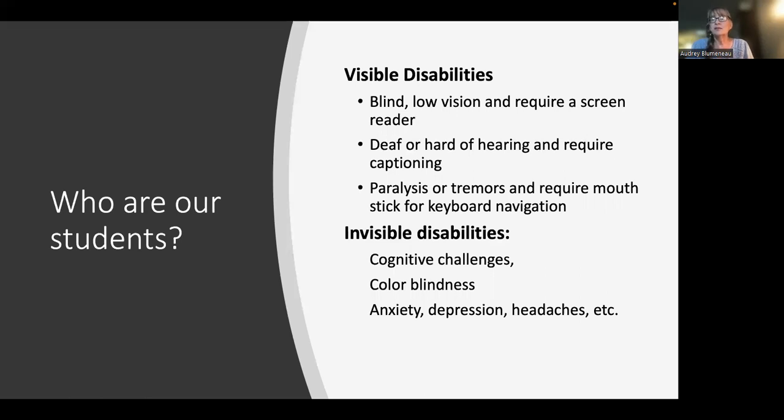So the kinds of students that we see are either blind or low vision. They have some kind of vision impairment, and so they need a screen reader to read their lecture notes. Or they might be deaf or hard of hearing and require captioning. They may have paralysis or tremors that require maybe a mouth stick for keyboard navigation. Those are all very visible disabilities. We usually can tell when a person is blind or deaf or has paralysis or tremors, we see what's happening.